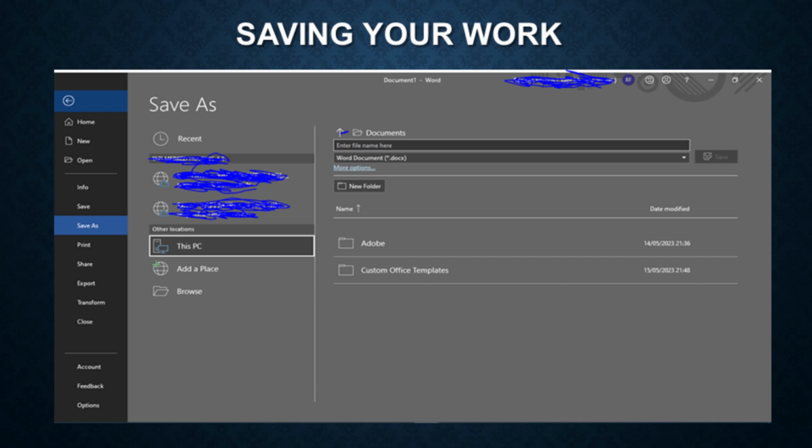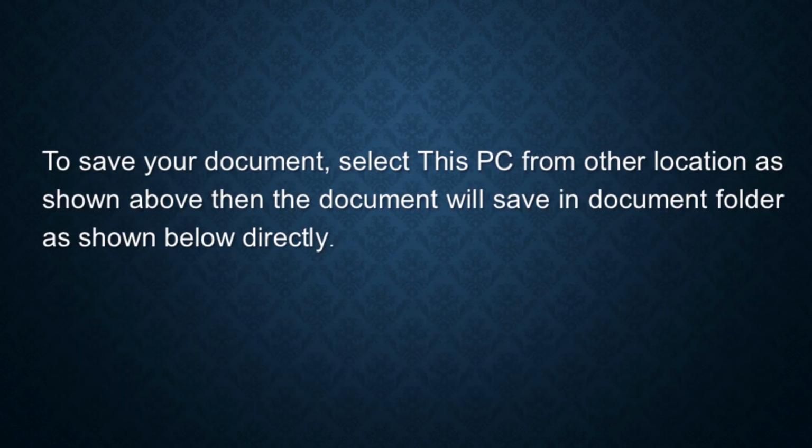Saving your work. To save your work in Word, click the File tab in the top left of your screen. You should see a menu appear. To save your document, select This PC from other locations as shown above, then the document will save in the Documents folder as shown here directly.